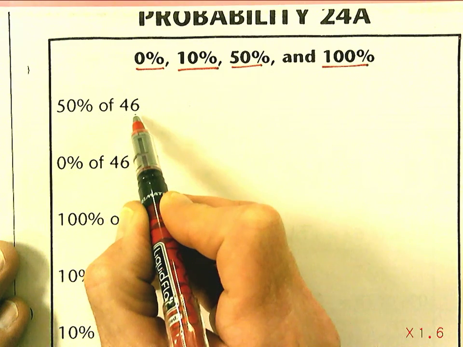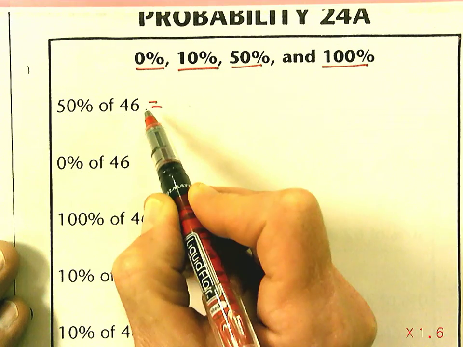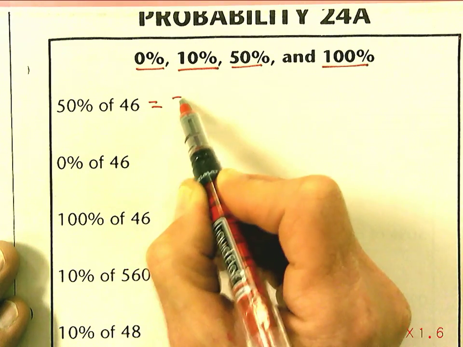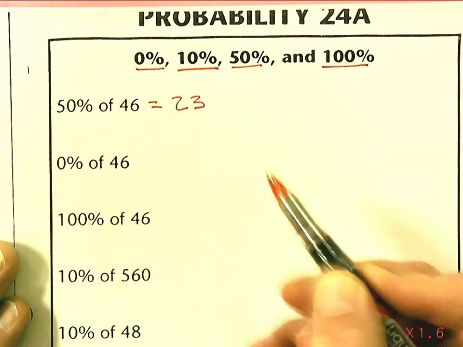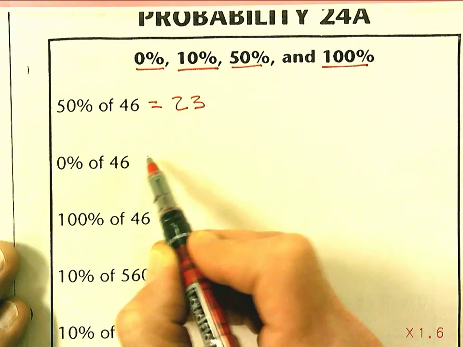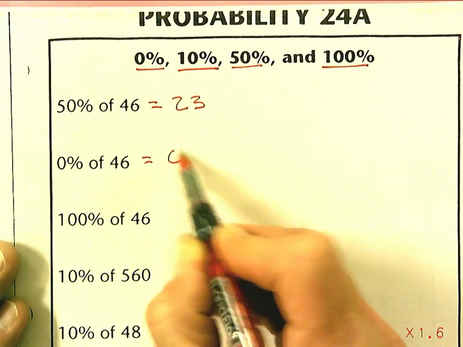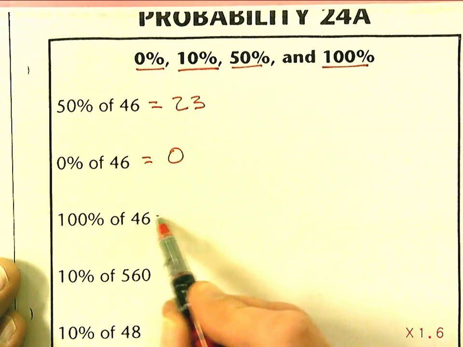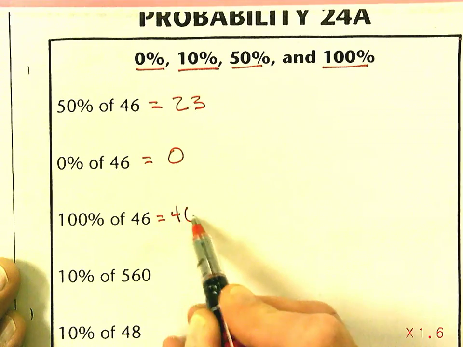50% of 46, or half of it, 50% is half, and so half of 40 is 20, half of 6 is 3. Done with that one. 0% of 46, of course, is 0. 100% of 46 is the whole thing.